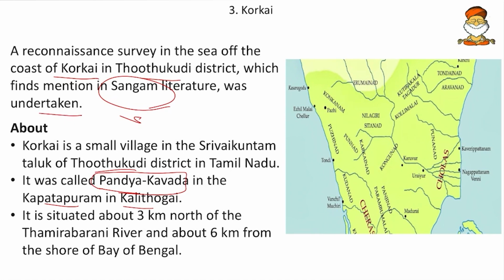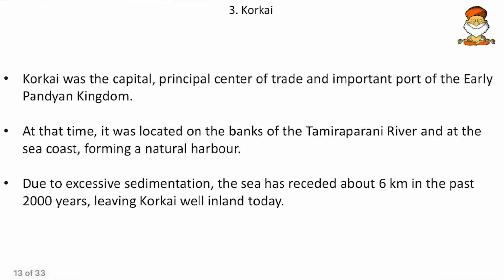And it is situated about 3 kilometers north of Tamirabarani River, about 6 kilometers from the shore of Bay of Bengal. So it is 3 kilometers far away from Tamirabarani River. We have already discussed this river, friends, in the previous classes. Then Korkai was the capital and the principal center of trade and important port of the early Pandyan kingdom. We have discussed this earlier when we discussed about Pandya Kavada. So it is the place where Pandyans ruled. And at that time, it was located on the very bank of Tamirabarani River. So now we have discussed it is 3 kilometers far, but earlier it was on the very bank.